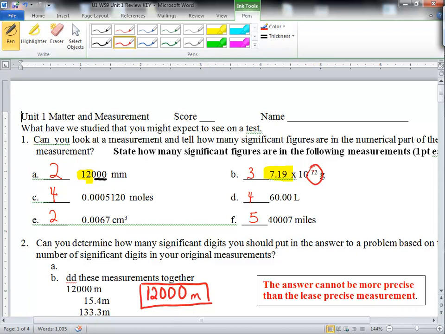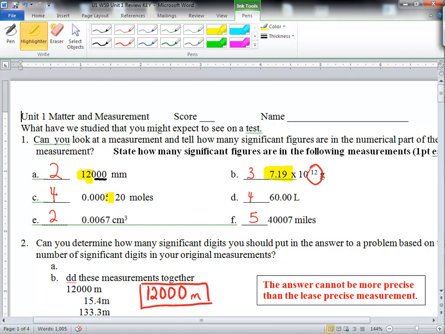Now remember, significant digits is not about the importance of the digit. It's about how precise the instrument was that made the measurement. These zeros right here are still important. They're just not significant digits. Okay, enough said about that.